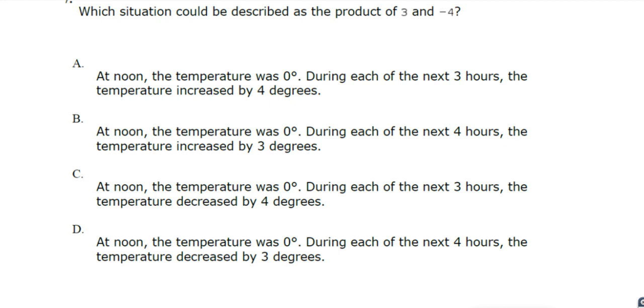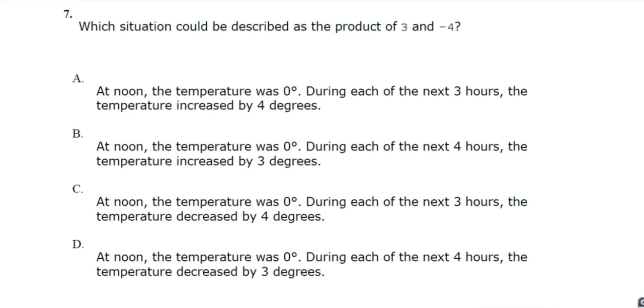Which statement could be described as the product of 3 and negative 4? We're looking for the product of 3 and negative 4. Well, product means multiplication, so the product of 3 and negative 4 would be 3 times negative 4, which should just be a result of negative 12.